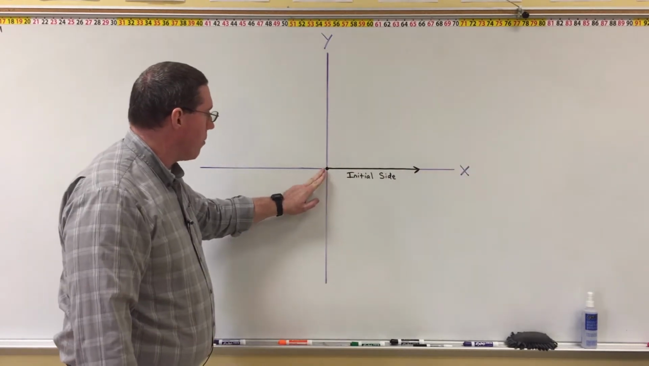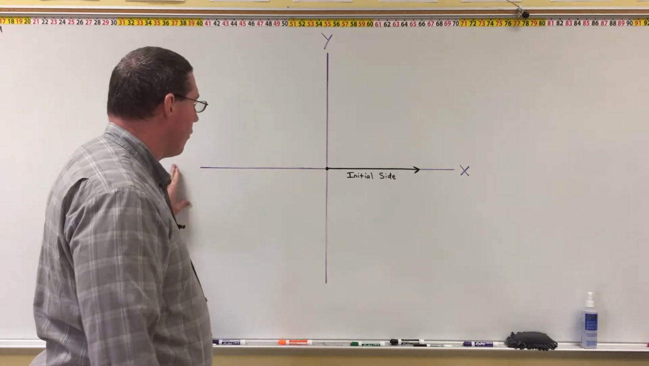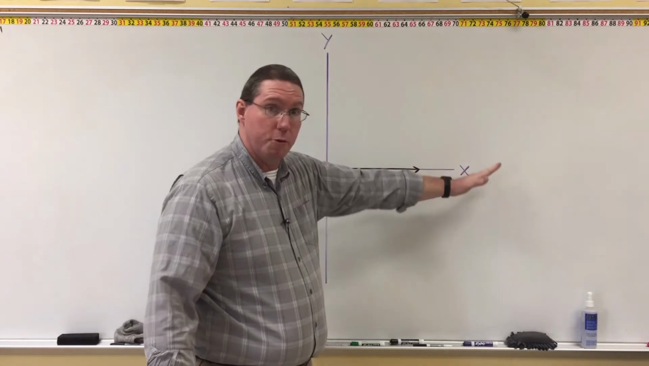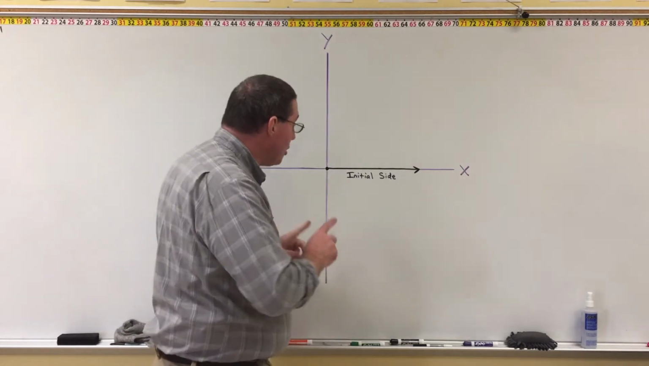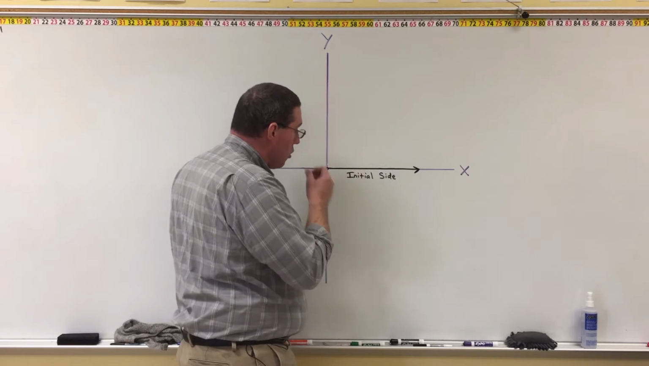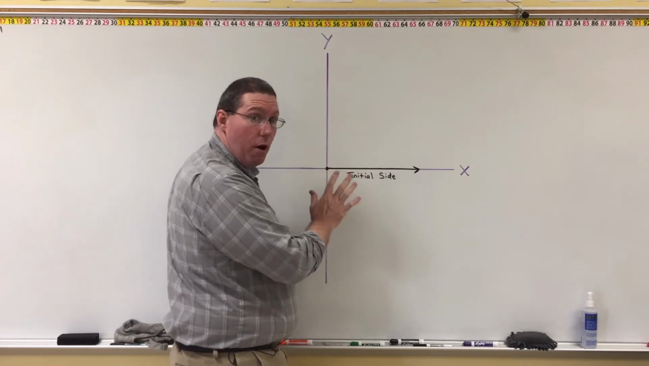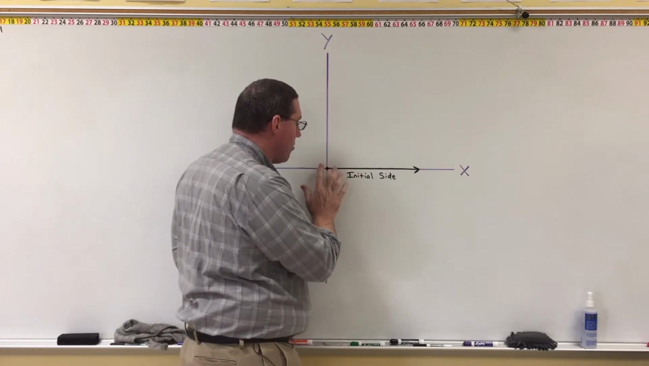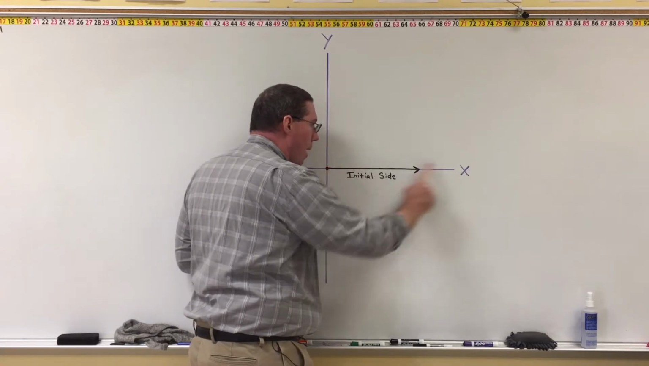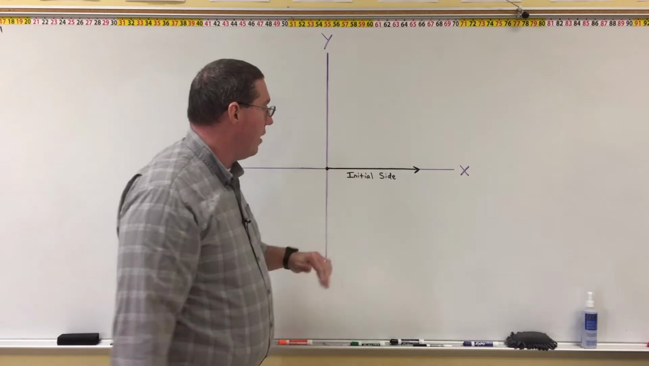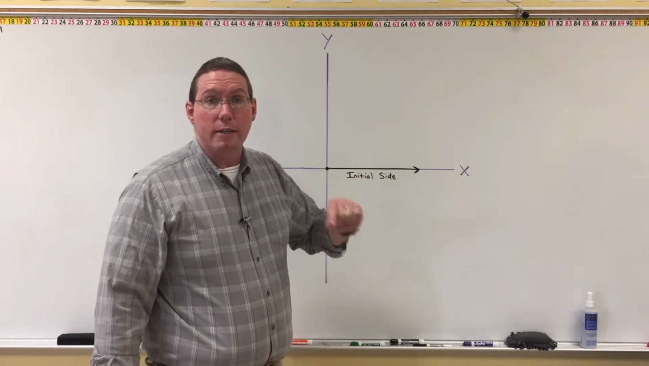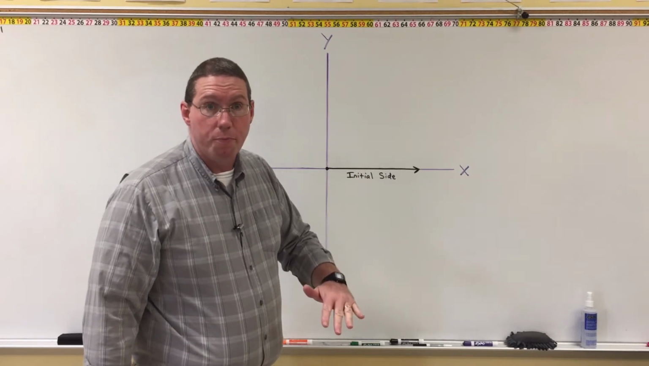So all the negative numbers for x are over here, and all the positive numbers for x are over here, counting up to infinity, right? Well, the initial side of the angle that we're dealing with starts at the point 0, 0 on the coordinate plane, and it extends along the x-axis in a positive direction towards positive infinity. Now that side of the angle does not move. It doesn't move at all.